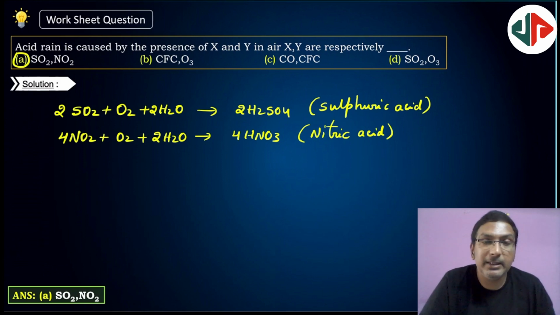So first oxidation and reaction with water, they can produce sulfuric acid and nitric acid. These two are responsible for acid rains. Next.